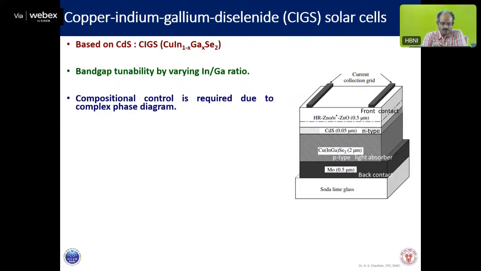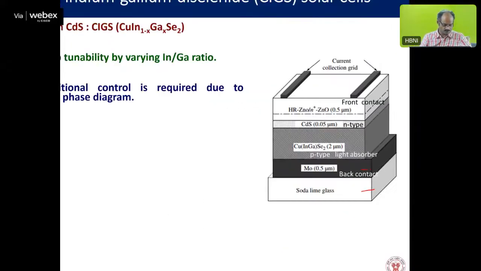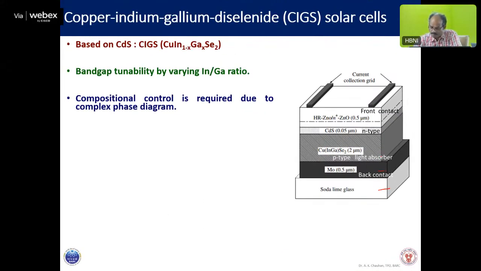So these are based on CdS and CIGS. You have this kind of structure: glass, then a back contact of, let us consider, molybdenum, with nearly 0.5 micron thickness. Then a p-type light absorber, which is CIGS. This is p-type material, with nearly 2 micron or slightly more thickness.